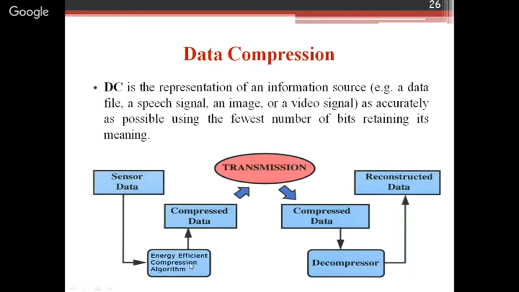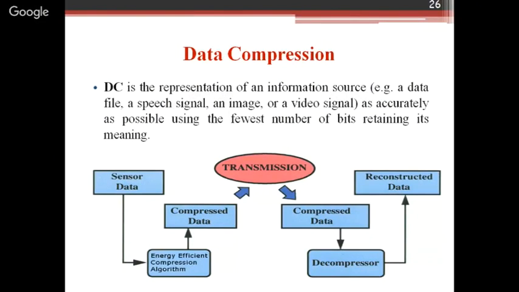First, the data is compressed at the sensor nodes with an energy efficient compression algorithm, which I'm going to discuss with you. There are plenty of data compression algorithms. I'm discussing one with you, which is compressive sensing. That data is compressed so that the processing part is reduced, and then that data is transmitted to the next sensor nodes.